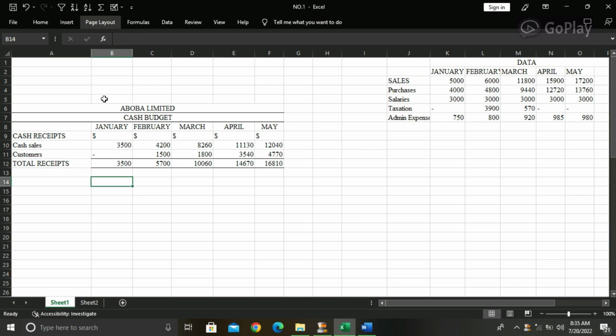Now after getting the total cash receipt, we then move to total payment, cash payment. Under the cash payment, we pay our suppliers, we pay salaries, we pay utility bills, we make all payments. All payments that will be made by the organization come under the cash payment. So looking at our data, the first thing here is purchases. So we purchase our goods from our suppliers. So let's go to the question and look at how we pay our suppliers.